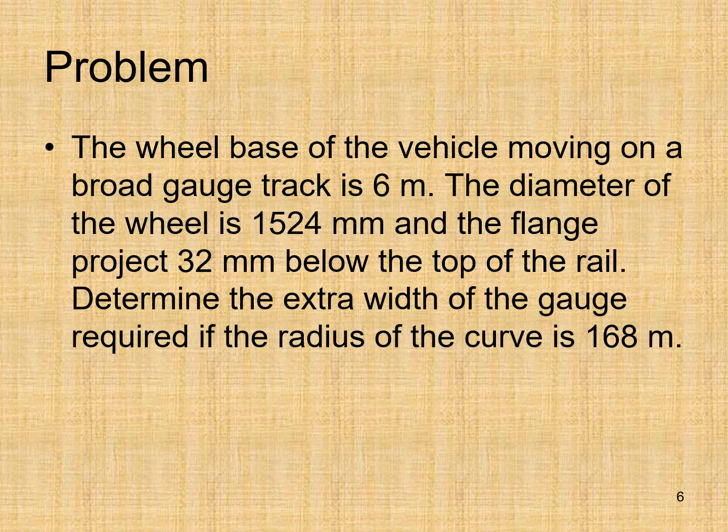Now here you would find one problem, a numerical. The wheelbase of the vehicle moving on a broad gauge track is 6 meter. The diameter of the wheel is 1524 millimeter and the flange projects 32 millimeter below the top of the rail. Determine the extra width of the gauge required if the radius of the curve is 168 meters.